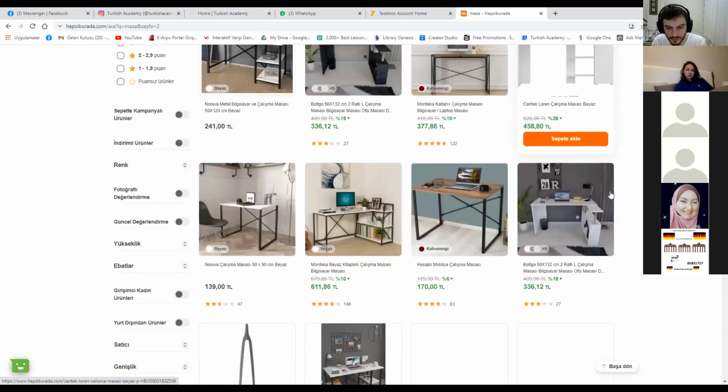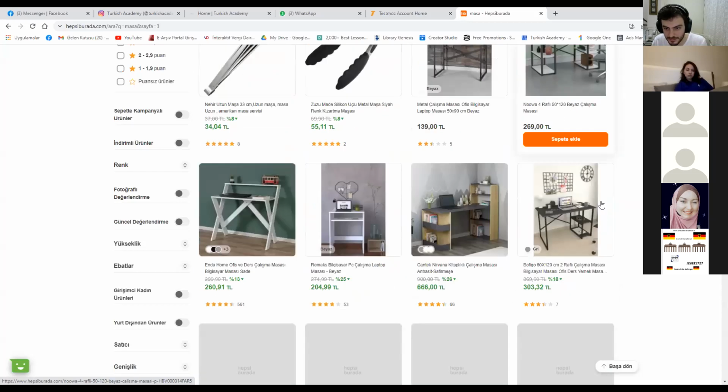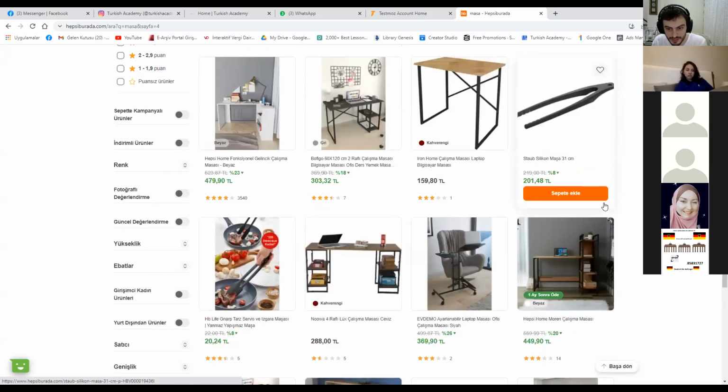Come on. I want to see a dining table. I want to see a camping table. I want to see a picnic table. Unfortunately, cannot see. But let's say we are looking for a camping table.